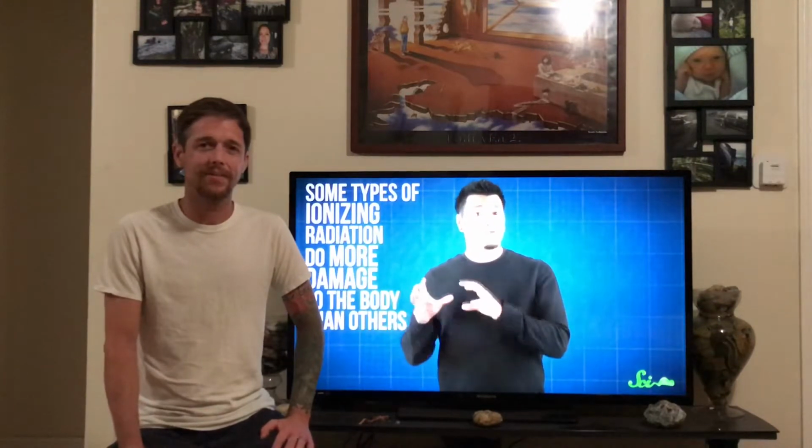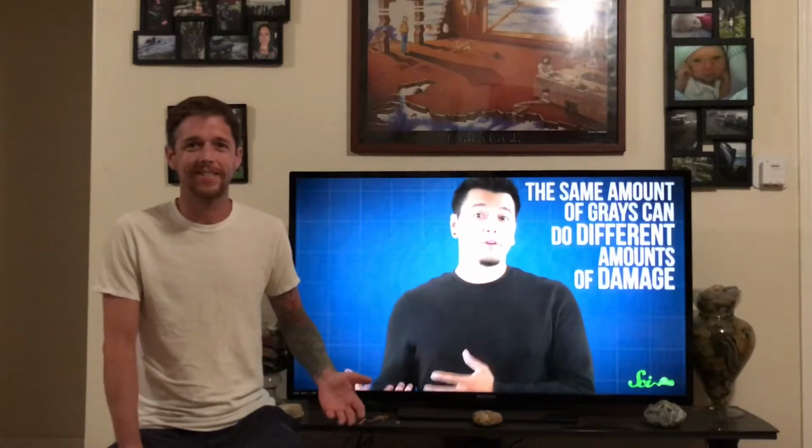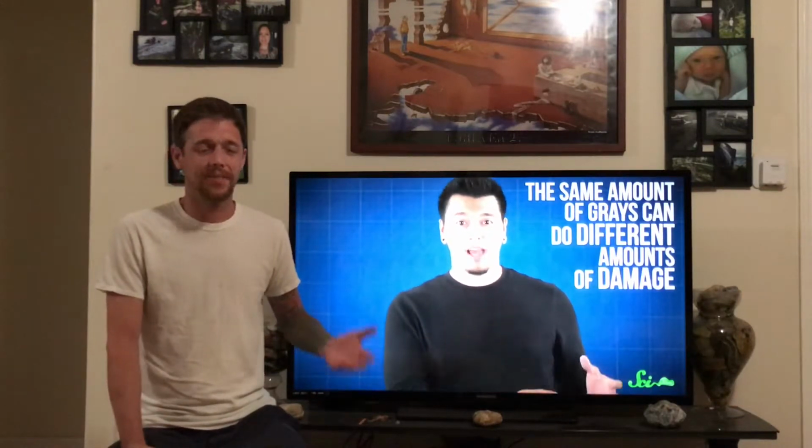For instance, a CT scan in a hospital might expose you to 7 milligrays, or 7,000ths of a gray. Some people still use the rad, a historical unit now equivalent to 0.01 gray. But whether you're talking rads or grays, there's an additional complication. Some types of ionizing radiation do more damage to the body than others. So the same amount of grays can do different amounts of damage depending on the type of ionizing radiation.